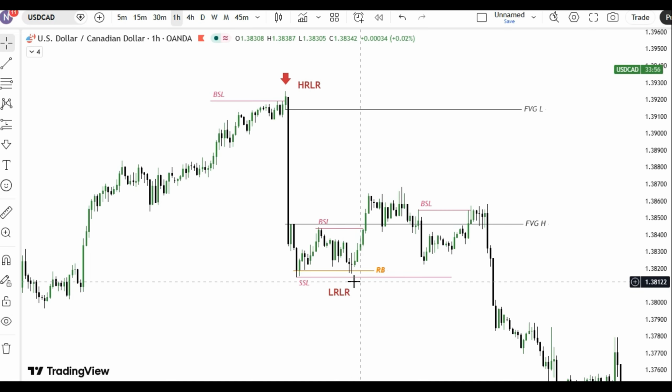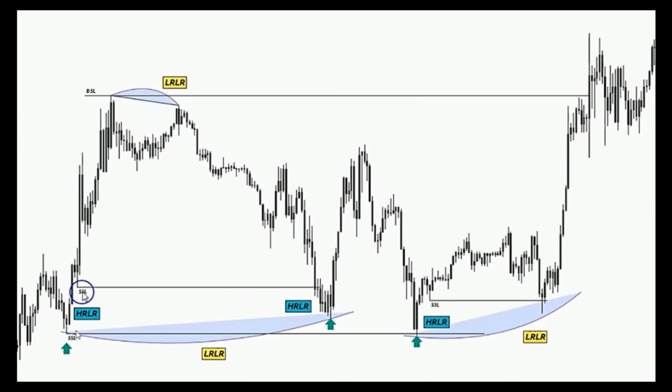Now, as I mentioned, this is a low resistance liquidity run. The price retraces up, taps into the order block, and reacts to it. Then, on the way back down, it runs into and reacts to our rejection block. Alright, let's move on to the next example.